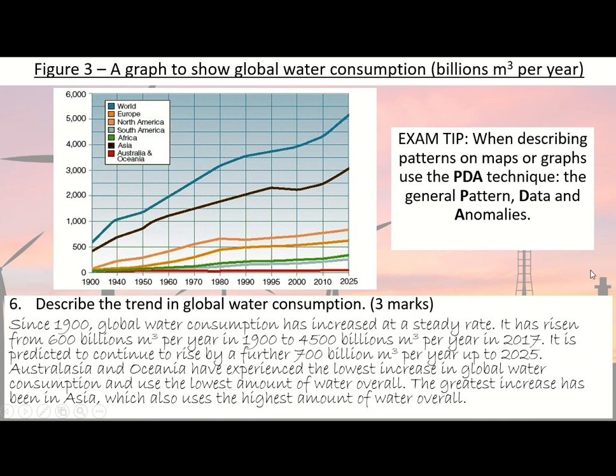I'm hoping you found that fairly straightforward, but it's something which you can always use for graphs when it comes to analysing patterns. And you could even use this for maps. The map works the same. Is there a pattern in the spread of food, for example, global calorie consumption? Is there data on the map? Is there a key with numbers? And are there any anomalies? Are there any places like Africa which maybe have large amounts of undernourishment? That's something that you can still apply. So this PDA technique is a really good exam skill when it comes to describing resources.